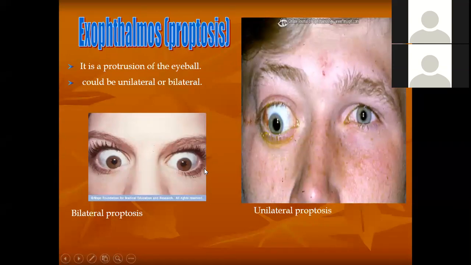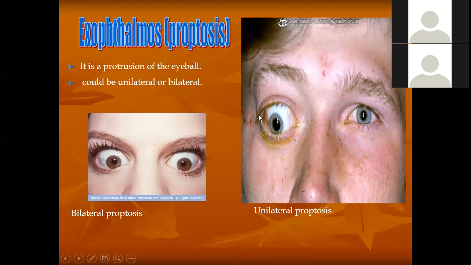Now in these pictures, you can see that this patient has protruded eyeballs, and it is bilateral. If it is due to thyroid eye disease, we will call it exophthalmos. If it is not due to thyroid eye disease, we will call it bilateral proptosis. Over here, you can see there is unilateral proptosis. The other eye is normal, but on the right side, the right eye has bulged out. So we will not call it exophthalmos. We will say proptosis. This is proptosis.